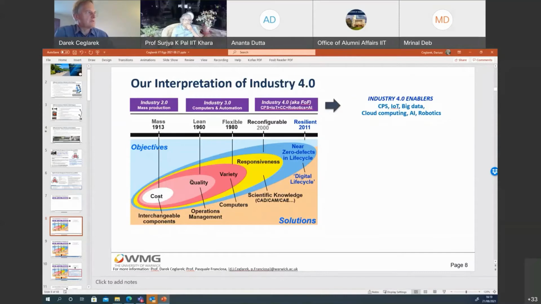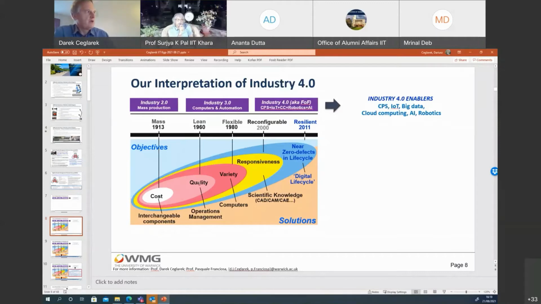Then quality was added as an objective. And this quality was mostly started initially by the Toyota production system, at least in the automotive industry. So it was quite strong, but that does not mean cost was not important. So there was cost plus quality. And then a number of different solutions were developed over the years.